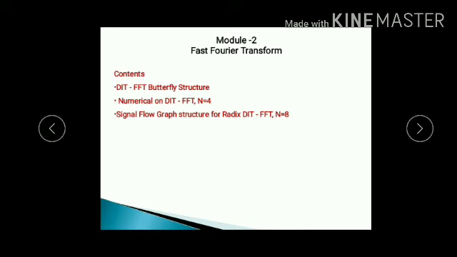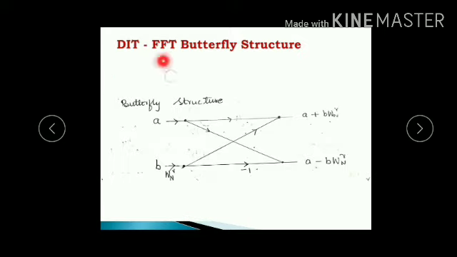So the contents of today's chapter are DIT-FFT butterfly structure, numerical on DIT-FFT for n is equal to 4 length, and signal flow graph structure for radix DIT-FFT n is equal to 8. So this was the basic structure which we have gone through in the last class. So this is A, this is P. You're multiplying P with WNR. Here you're going to get A plus P into WNR, and here it is A minus P into WNR. So I hope you remember the structure. Next.